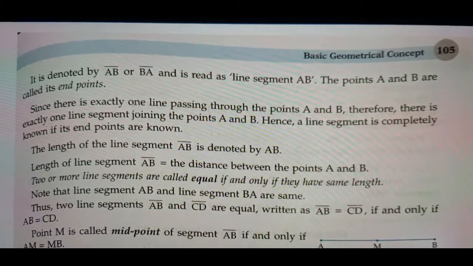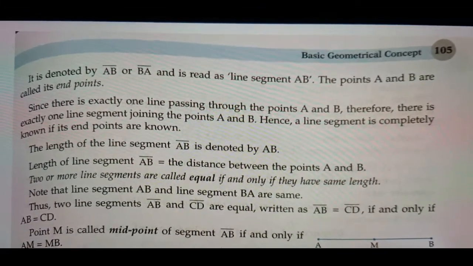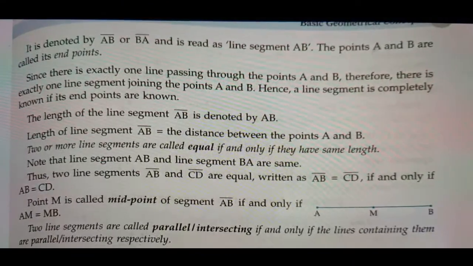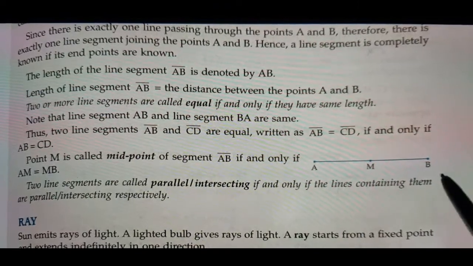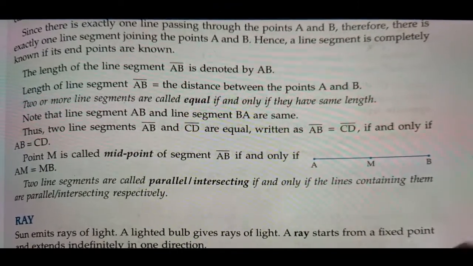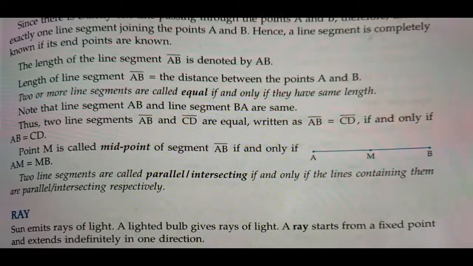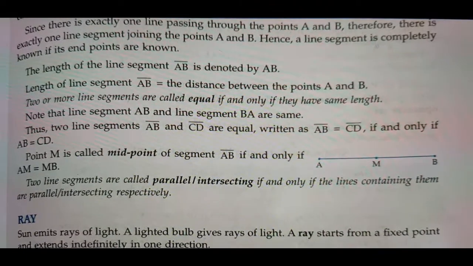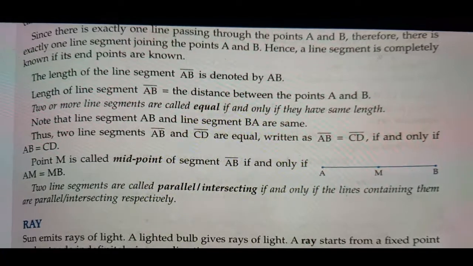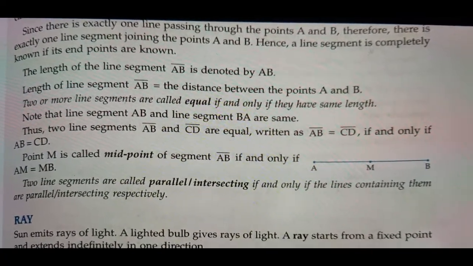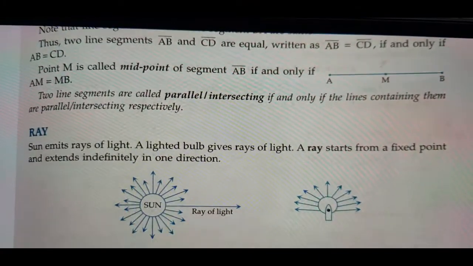And two or more line segments are called equal if and only if they have the same length. So these are small things you have to keep in mind, which are the basic parts. For example, if you see here, it has a line segment AB, and if M is at the midpoint, then this M is called the midpoint of line AB, where AM is equal to MB. Two line segments are called parallel or intersecting if and only if the lines containing them are parallel or intersecting respectively, which we have gone through in the previous video.